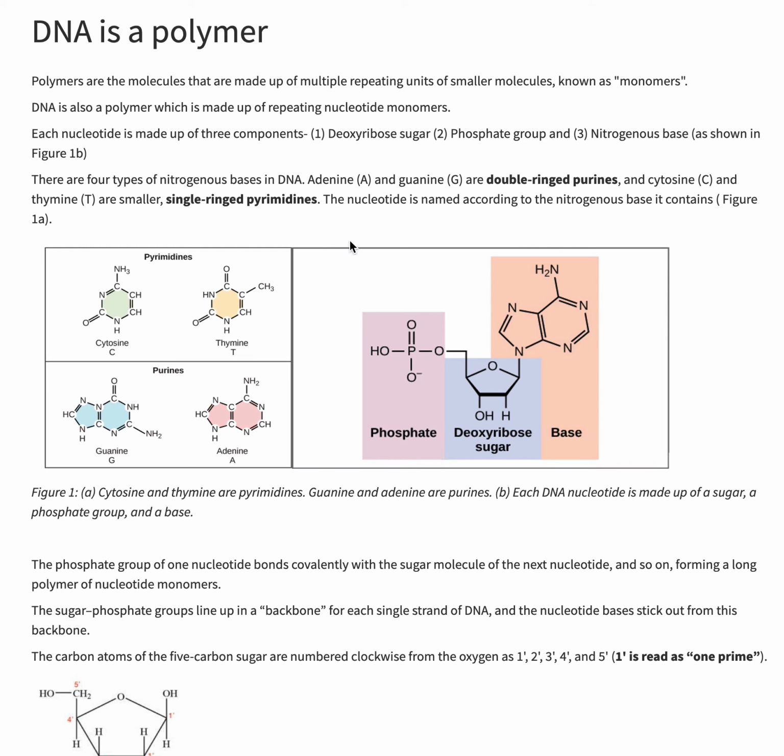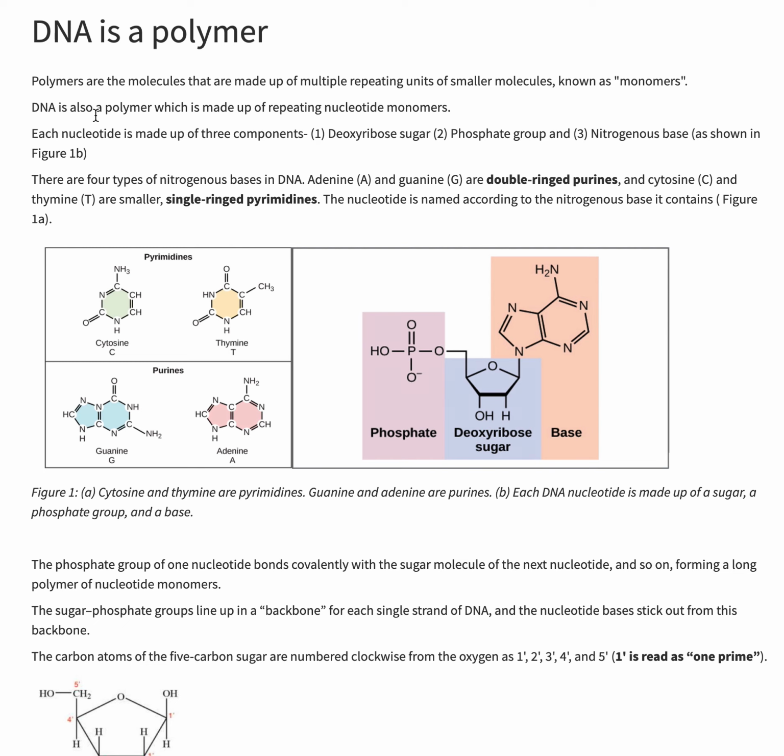In this video, we will talk about DNA as a polymer. Polymers are molecules that are made up of multiple repeating units of smaller molecules known as monomers. You can think of a necklace here. A necklace is made up of multiple beads strung together, and that will give a long structure. That long structure can be considered a polymer, and one bead is a monomer.